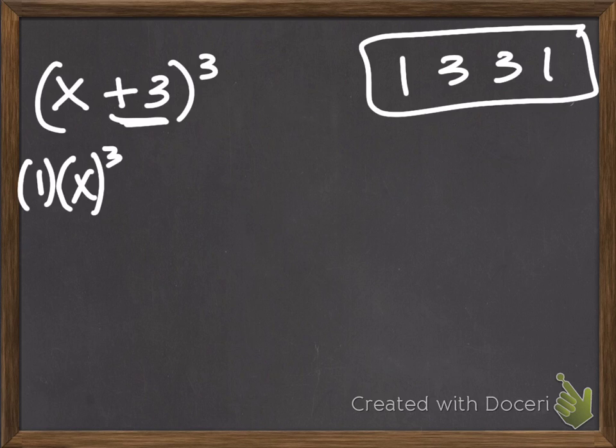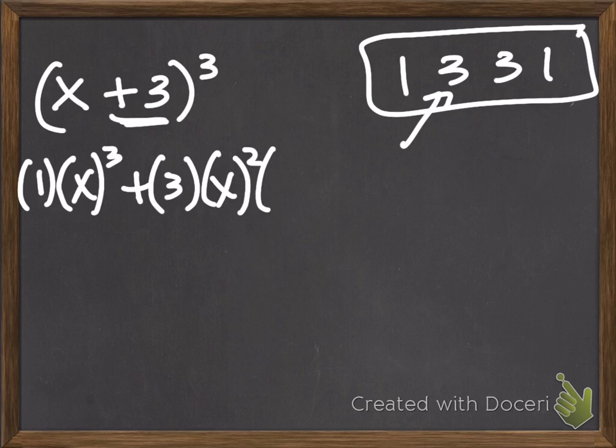And then the x is going to go down in exponent once every term. So for the second one, we're going to bring down the 3. That is our coefficient there. So that's going to be a 3 times the first piece, the x squared, times the second piece inside the parentheses, the 3 to the first power.